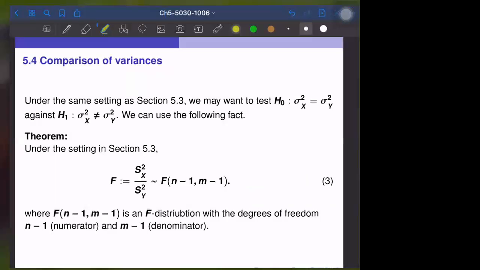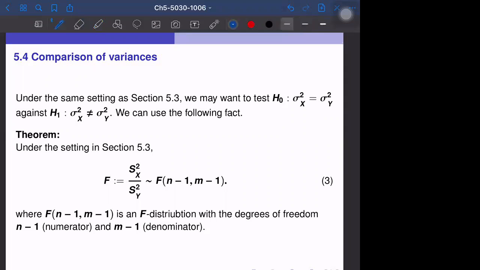Hi, the next section, 5.4, the competencies. So unlike the previous three sections, we test the variance. Suppose that we have x and y, and we have several observations for each, and x and y may have different expectations and also may have different variances. And we want to compare sigma x and sigma y.